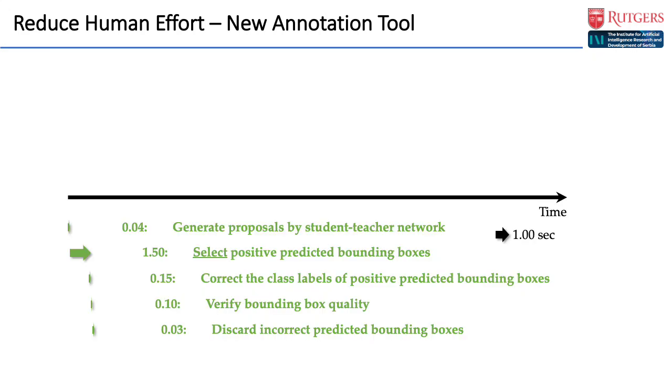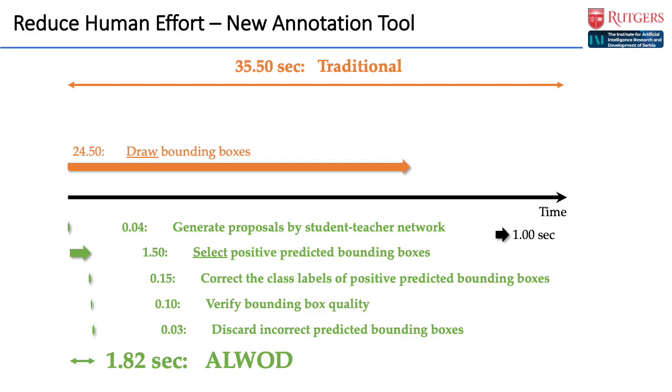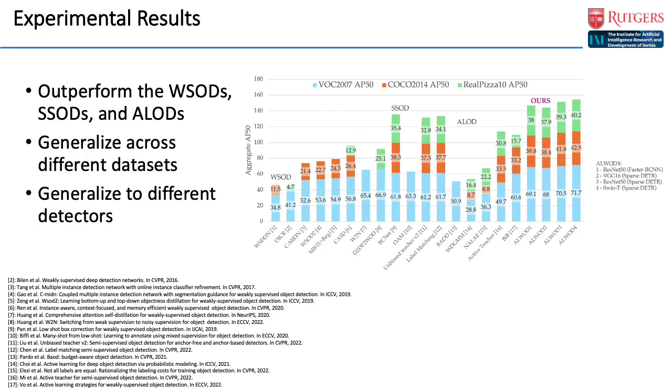By using acquisition scores to prioritize the annotation of images, our tools allow annotators to label objects more efficiently and accurately. On average, our annotation process can be completed in only 2 seconds, while the traditional annotation process can be completed in 36 seconds. We compare our method with state-of-the-art WSOD, SSOD, and ALWOD baselines.